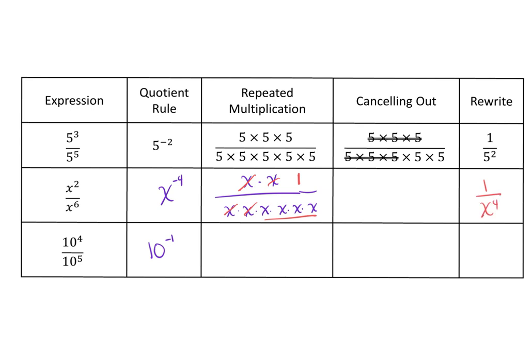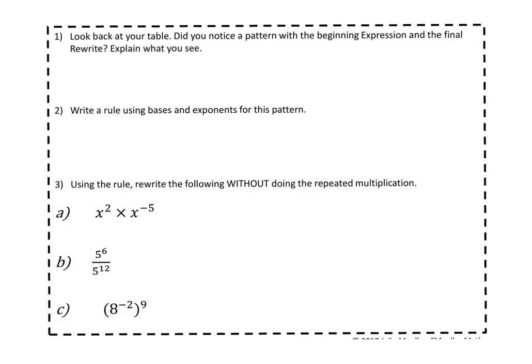All right? So what you notice is this is 5 to the negative 2nd. And when I write it out, I get 1 over 5 to the positive 2. X to the negative 4. When I write it all out, I get 1 over x to the positive 4. So what do you think is going to happen here? 1 over x to the 10, right?